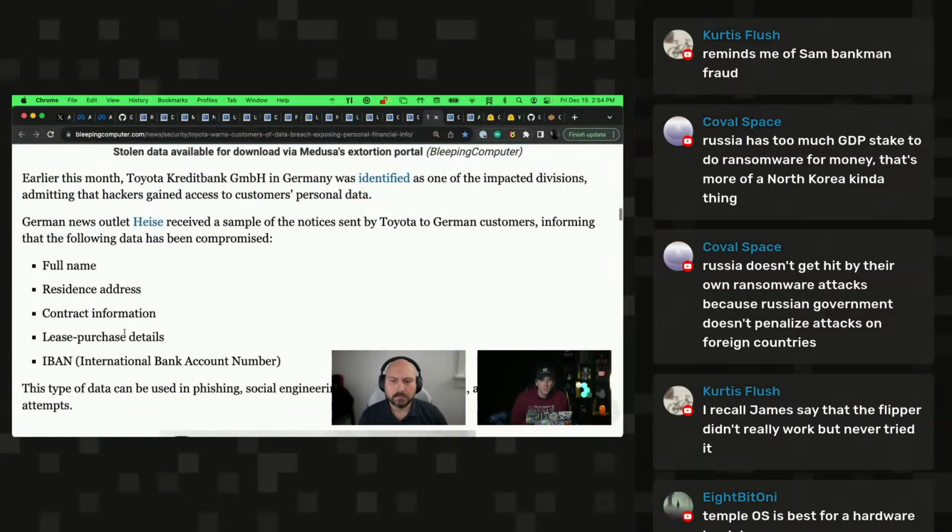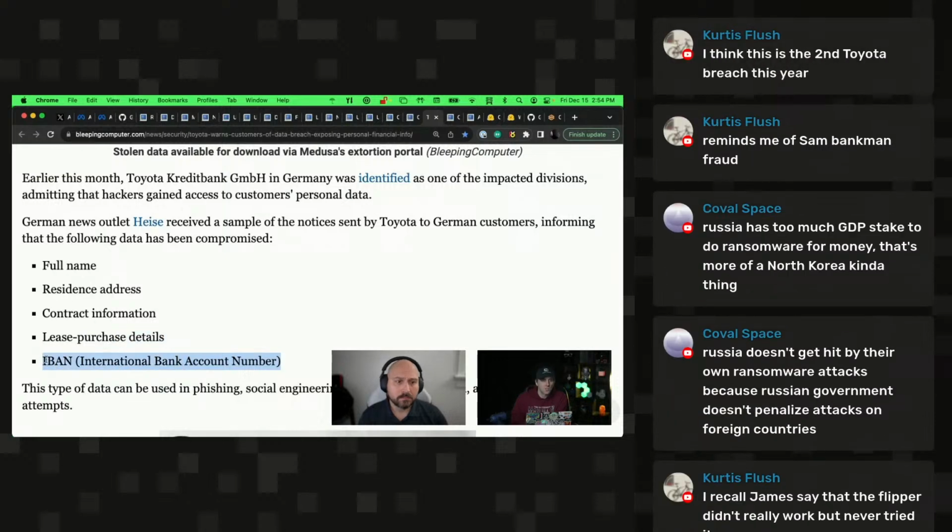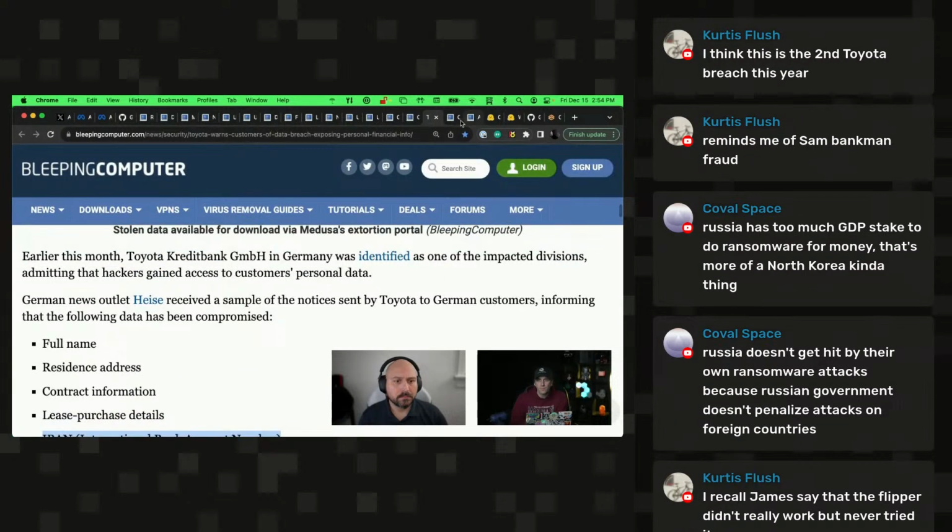Breach data appears to include the full name, residence address, contract information, lease and purchase description, and international bank account numbers of victims. Of course, the international bank account numbers being potentially the most disruptive of all of that.